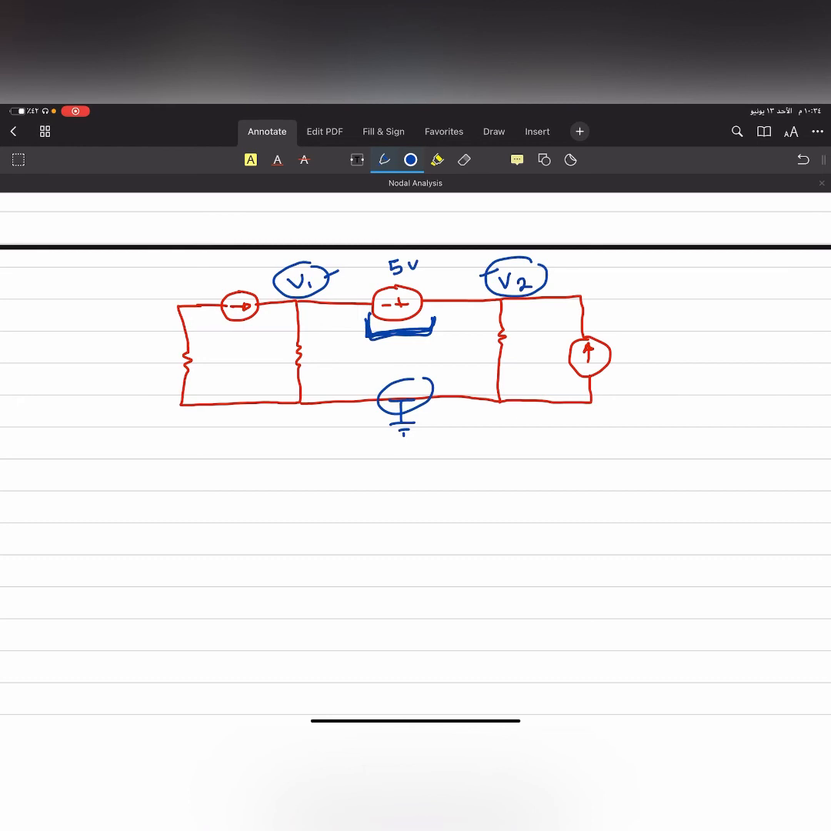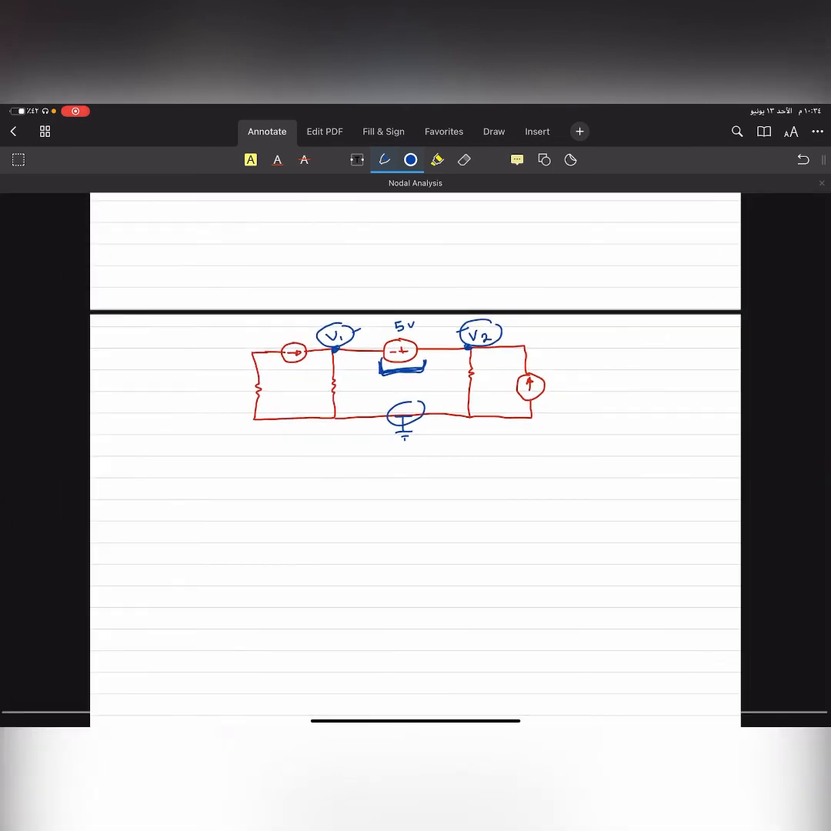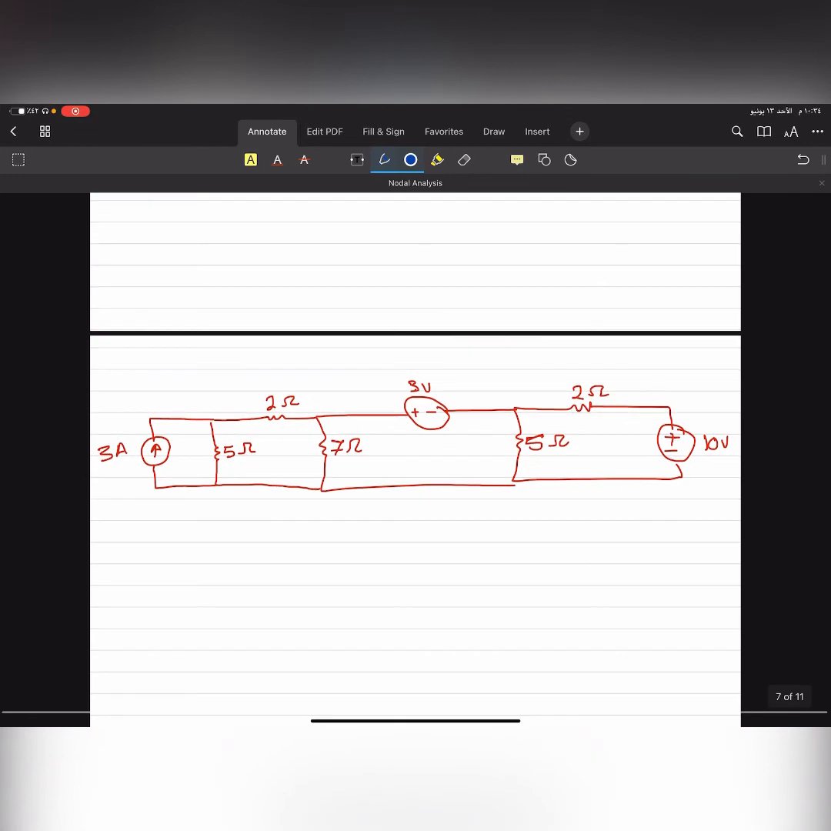Actually, in my opinion, I feel like the supernode is easy and can make the problem easier for me, because in a supernode, I use only one equation. It's like I'm mixing these two nodes. These two nodes are like merged. I can say merged together. So I will give an example and you will see that what I'm saying is very easy.